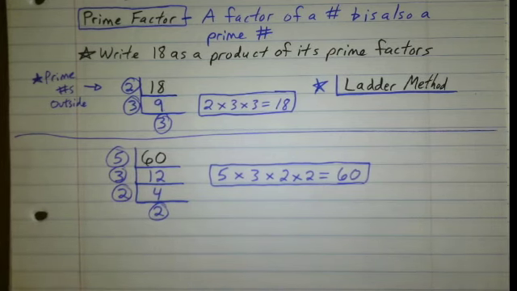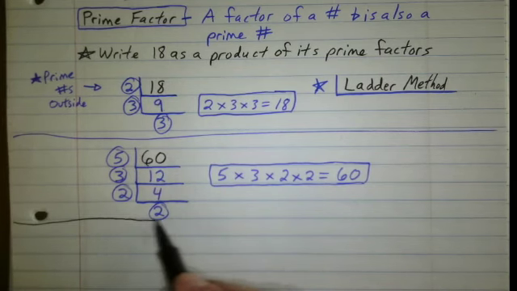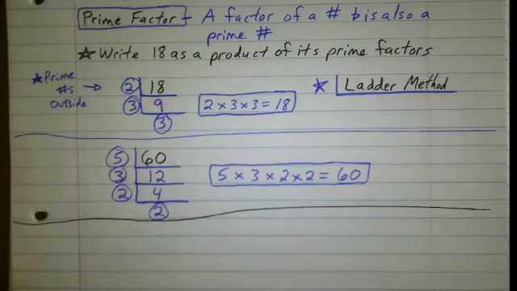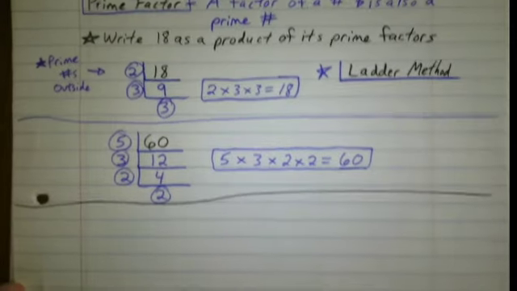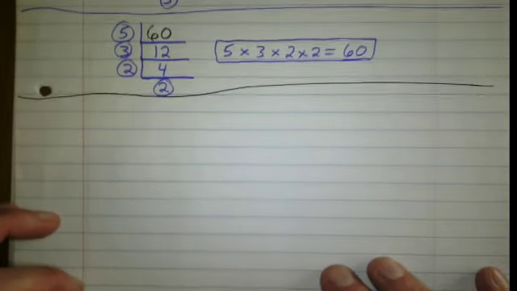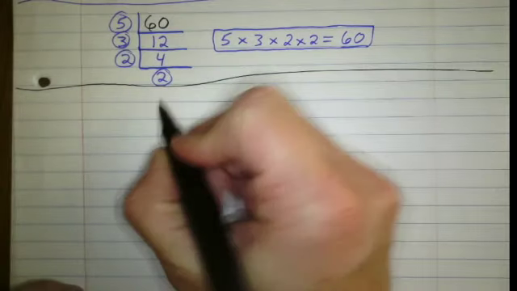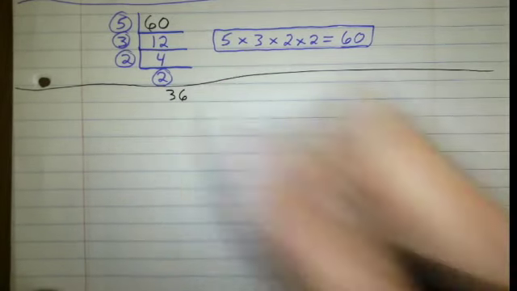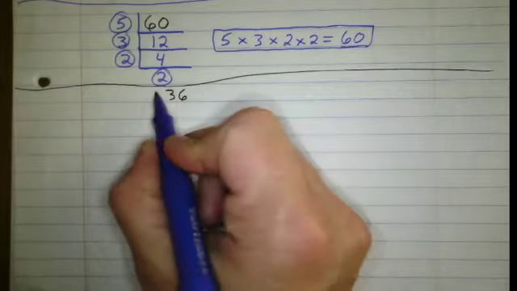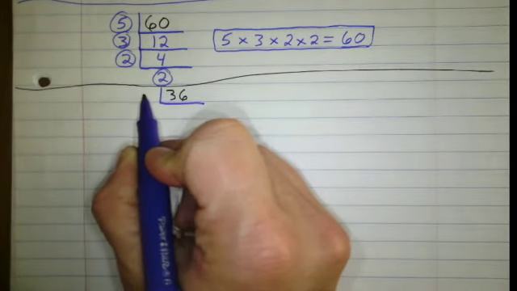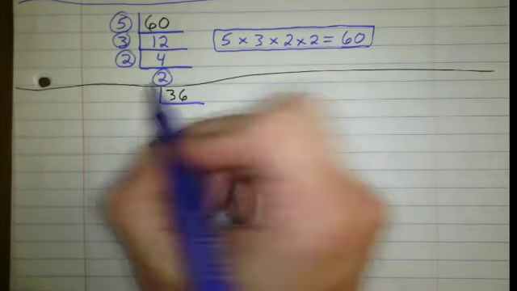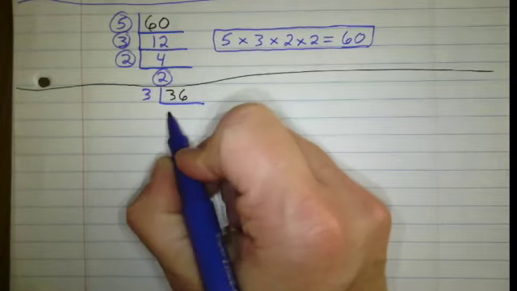Let's try another example. Draw a line. Okay, the next example, I'm going to move this up, is 36. So if we're going to express 36 as a product of its prime factors, you would have 36. Can you make a rung on the ladder? Yep. You can divide it by 2. You could divide it by 3. So let's say you do 3. Then you'd be left with 12.